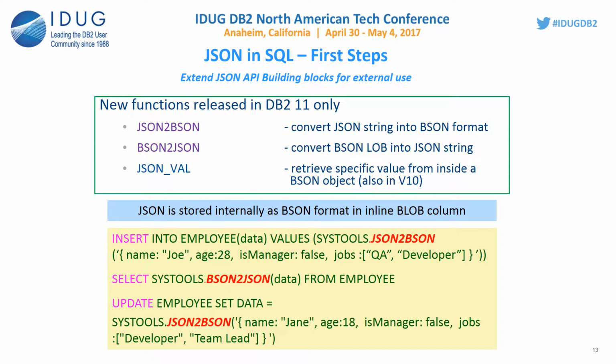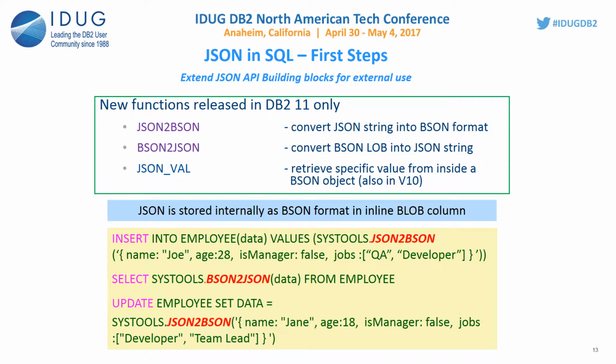When I mean the SQL API, it means a bunch of UDFs and built-in functions, okay? So the most important are these three. The first one is JSON to BSON and BSON to JSON. As the name implies, they convert the data from a JSON format, it's not a text format of JSON, into a BSON, which stands for the binary format of JSON. So these two functions, as the name implies, are doing a conversion.